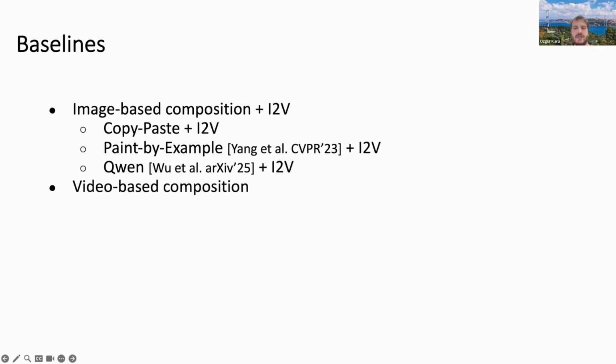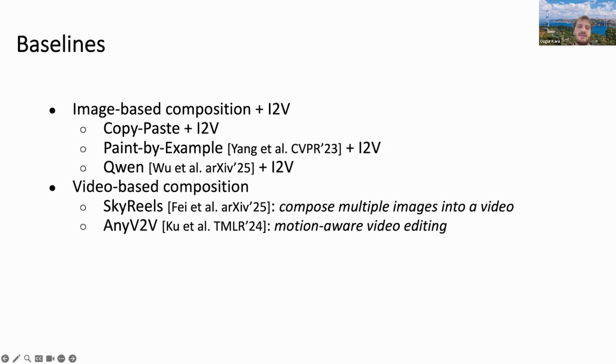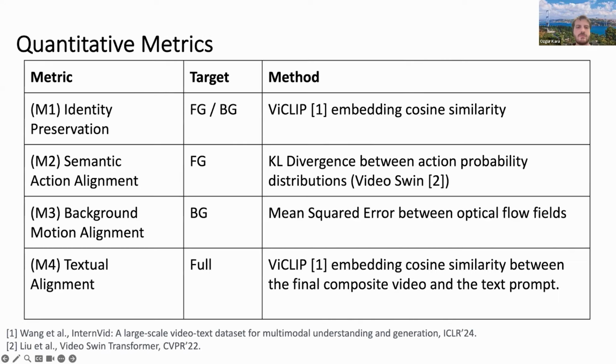And in terms of video-based composition, we looked at two different models. The first one is SkyReels, which composes multiple images into a video. And the second approach is a V2V, which is a motion-aware video editing approach. But note that none of these models actually address the problem that we are solving. So we are kind of the first one that addresses this generative video composition, where we take the videos of foreground and background as two separate inputs and produce a composed video as an output.